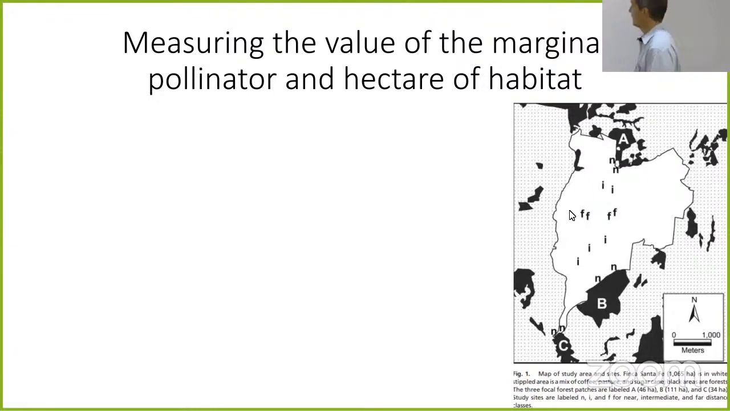They wanted to compare the productivity of coffee fields. I'm not sure if you all can see this from where you're sitting, but areas A, B, and C were remnant forests around a place called the Finca de Santa Fe coffee plantation in Costa Rica. The central area here marked F is in the middle of the plantation. I represents intermediate places, intermediate distance from the areas of remnant forest A, B, and C. And the N's represent areas that are near to the remnant forest.